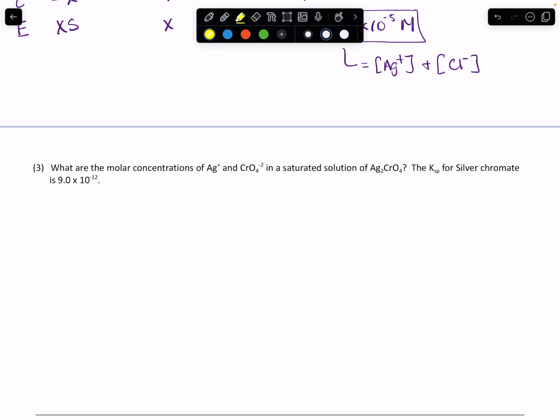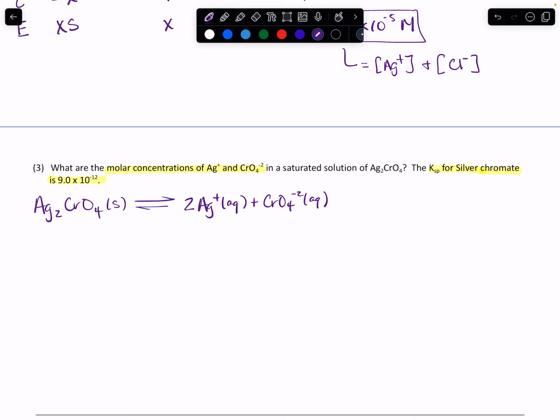All right, number 3. What are the molar concentrations of silver and chromate in a saturated solution of Ag2CrO4? The KSP for silver chromate is 9 times 10 to the negative 12th. Okay, so let's start with our dissolving process. Ag2CrO4 solid. Oh, I have a lot of silver in this today. 2 Ag plus ions, and then my chromate ion. All right, ICE. Initially excess, 0 and 0, minus X, plus 2X, plus X. Then I'm going to have excess for that solid in the end, 2X and X for my two ions.